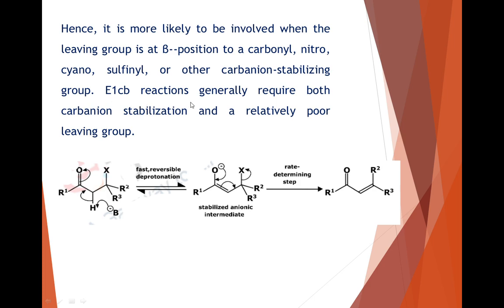So E1CB reactions generally require both carbanion stabilization and a relatively poor leaving group. In the first step, it is a fast reversible deprotonation. It means this base abstracts the proton from the carbonyl compound and ultimately forms this stabilized anionic intermediate. After that, it undergoes the rate determining step in which the halogen is getting expelled.